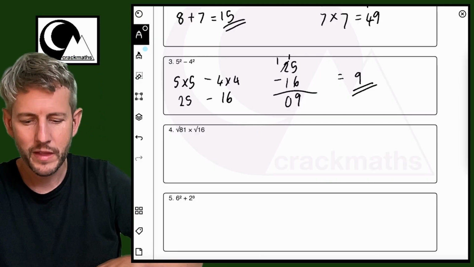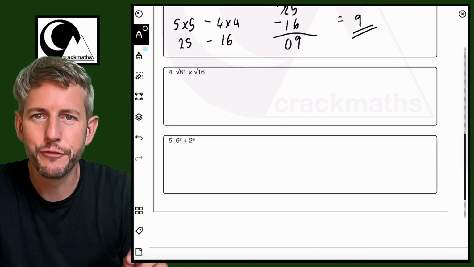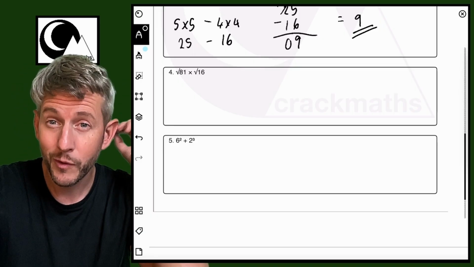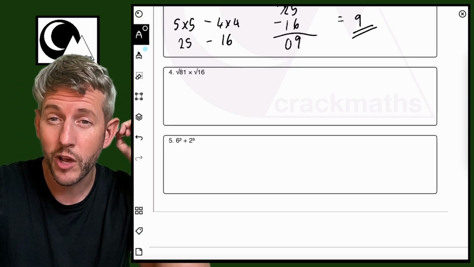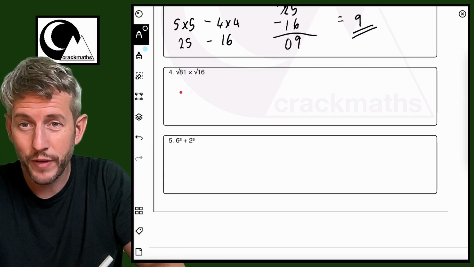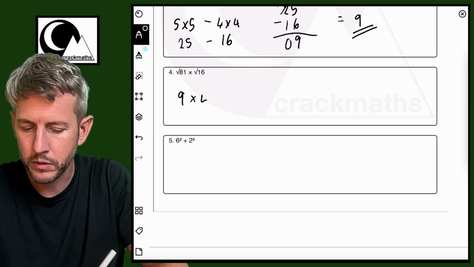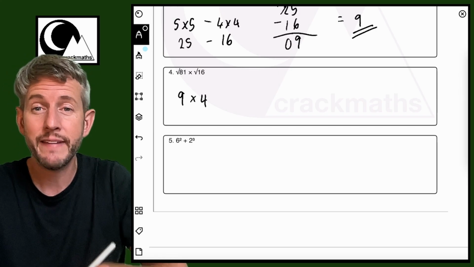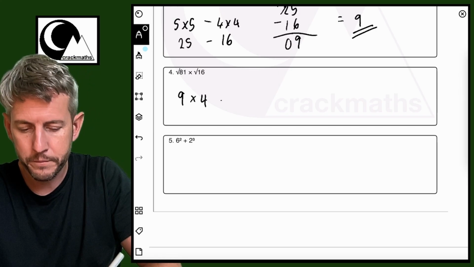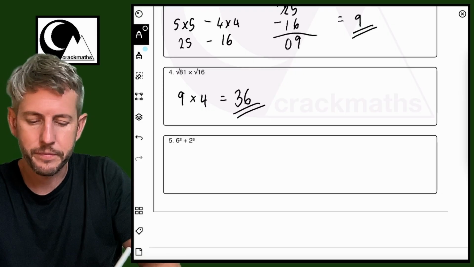Right. Let's have a look at question 4. So question 4 says, what is the square root of 81 times the square root of 16? Okay, so the square root of 81 is 9. The square root of 16 is 4. So this question is really 9 times 4. And that will equal 36.